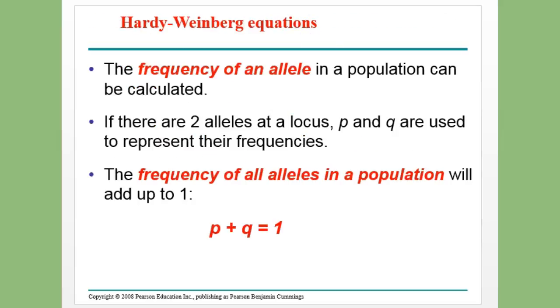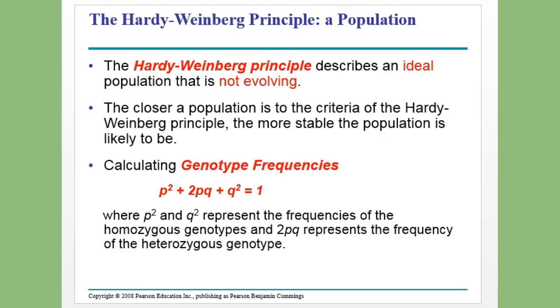Hardy-Weinberg equation. The frequency of an allele in a population can be calculated. If there are two alleles at a locus, P and Q are used to represent their frequencies. The frequency of all alleles in a population will add up to 1. So P plus Q equals 1. The Hardy-Weinberg principle describes an ideal population that is not evolving. The closer a population is to the criteria of the Hardy-Weinberg principle, the more stable the population is likely to be.